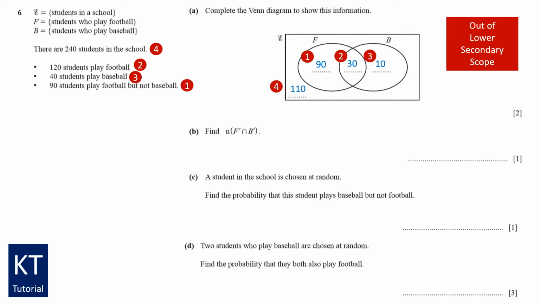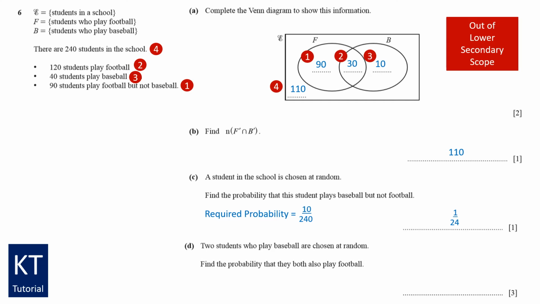Next, find the expression. The expression represents students not playing football and not playing baseball. This is 110 on the Venn diagram. Next question. A student in the school is chosen at random. Find the probability that this student plays baseball but not football. This would be 10 out of the total population of 240, and when simplified becomes 1 over 24.